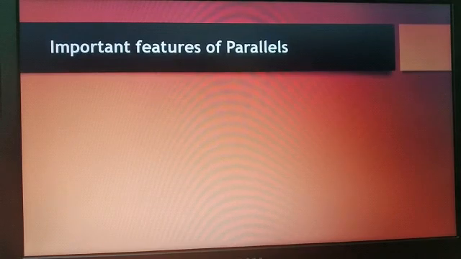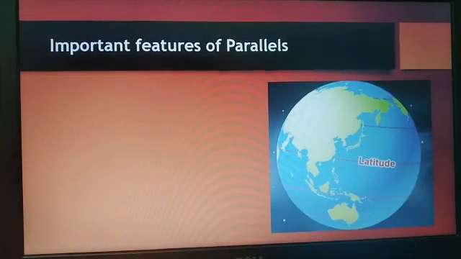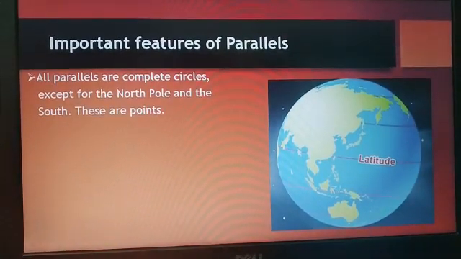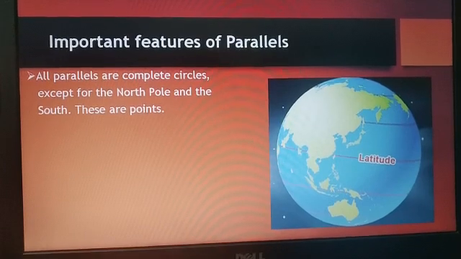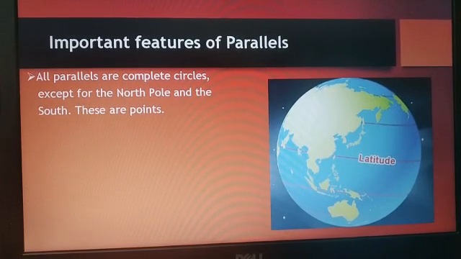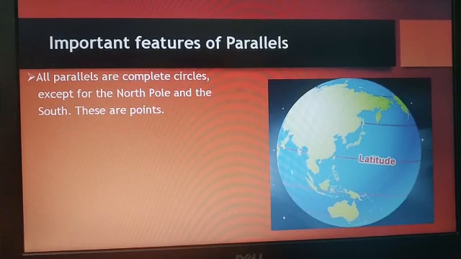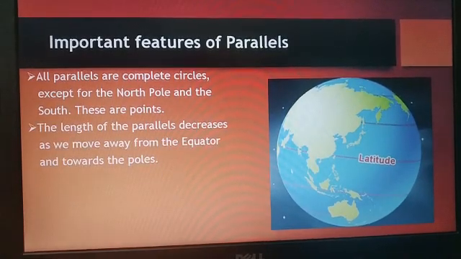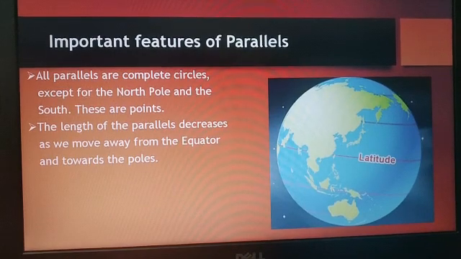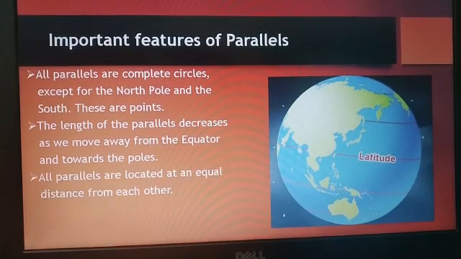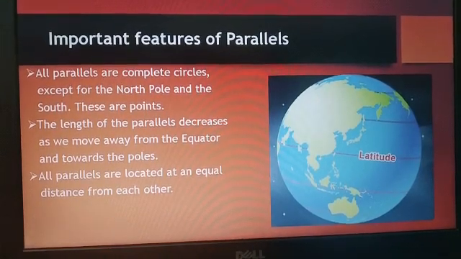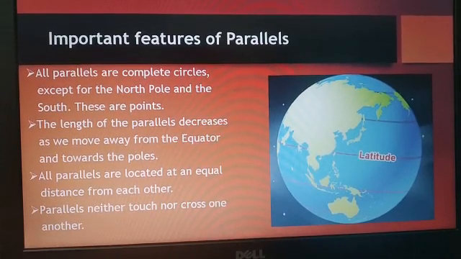Now the next point is important features of parallels. See, in this diagram, all parallels are complete circles except for the North Pole and the South Pole because these are points. The length of the parallels decreases as we move away from the equator and towards the poles. All parallels are located at an equal distance from each other and parallels neither touch nor cross one another.